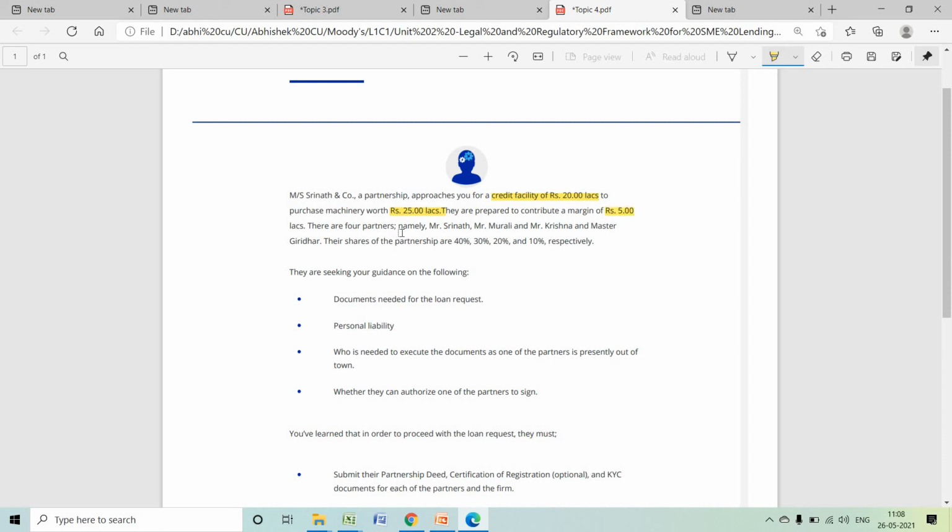There are 4 partners: Mr. Srinath, Mr. Murali, Mr. Krishna, and Master Giridhar. Master means you have to check whether this is a minor or a major, because it seems he is a minor. Now, their shares of the partnership are 40%, 30%, 20%, and 10% respectively.